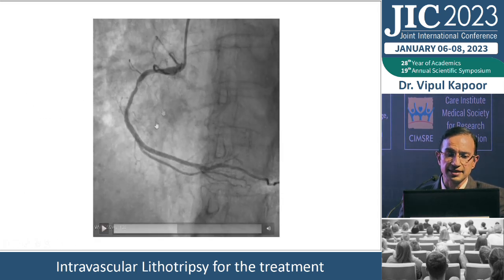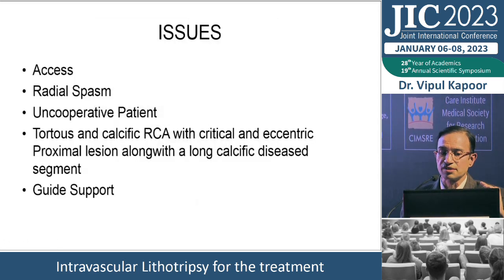You could see here eccentric calcium. Can you see this? There is a lot of chunk here, most likely a nodular calcium, and the disease starts right from here till here. So it's a long segment disease. Critically, there is a lot of calcium here, and these are the ones which are most difficult to yield.